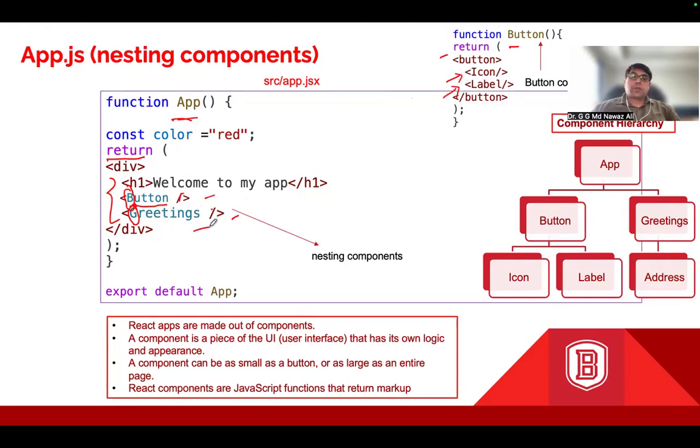Similarly, you have a greetings component, and greetings also you need to define. In this slide we did not define greetings, but we need to define it, okay. So here if you see the hierarchy, at the top we have the app component. App is calling the button component and the greetings component, and then button is calling the icon component and the label component, okay. So this is called nesting components.